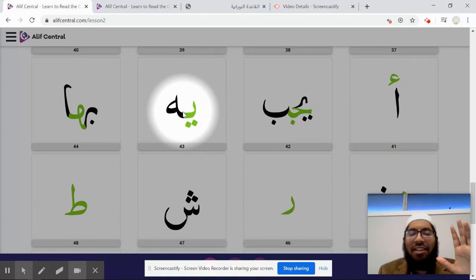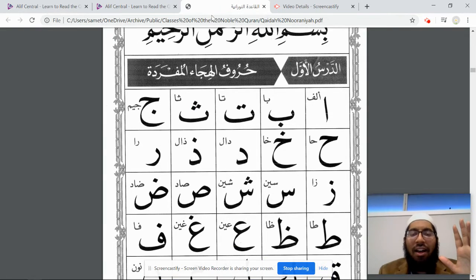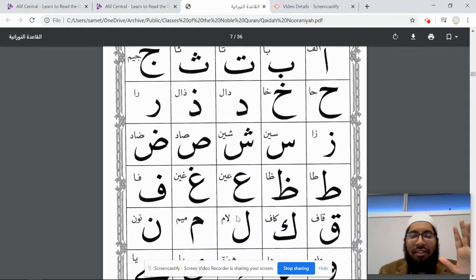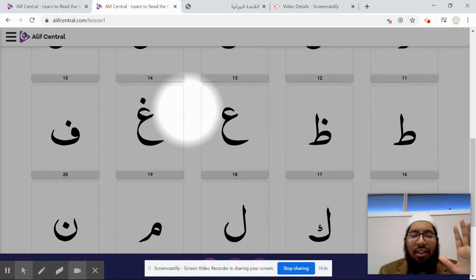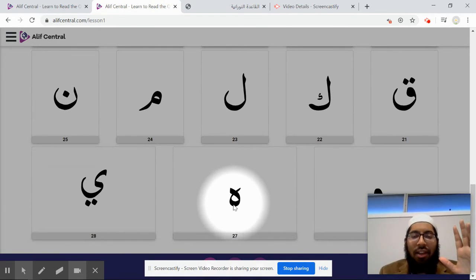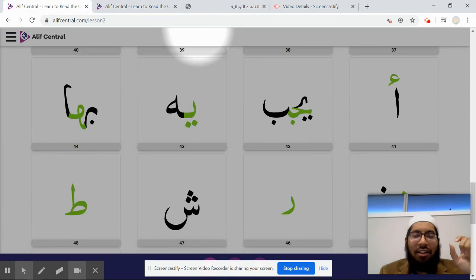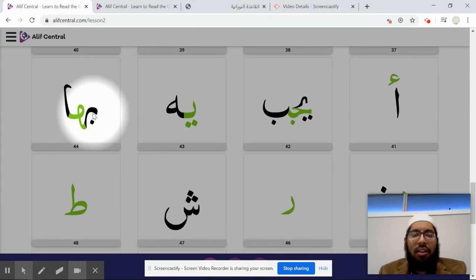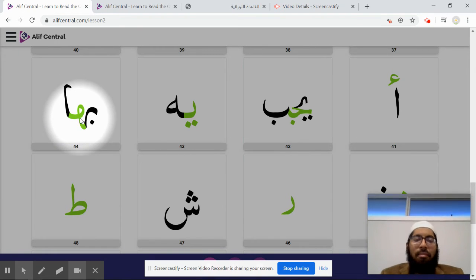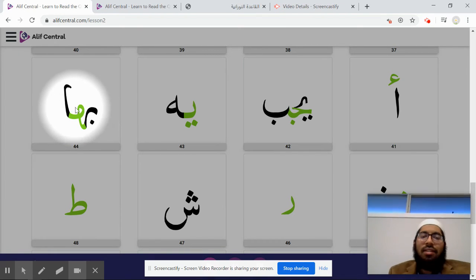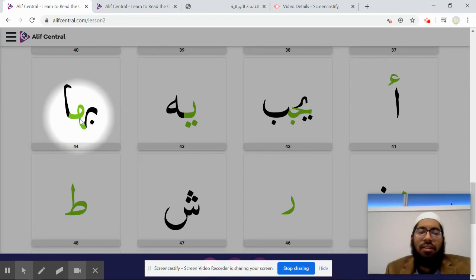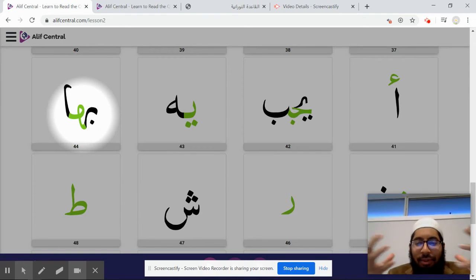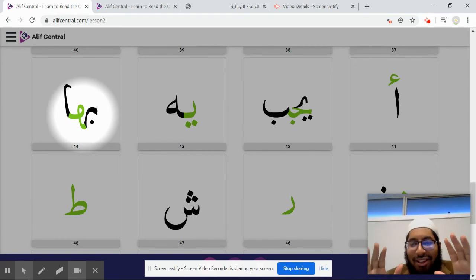Ya, ha. Ha is this letter, okay? It's like a circular heart. Ya, ha, ba, ha, alif. And this is a strange, weird way of writing the ha, but this is for you to see them for the first time. Don't get intimidated. There are so many ways of writing one letter. How am I ever going to learn? No, be patient with me. You're seeing them for the first time.